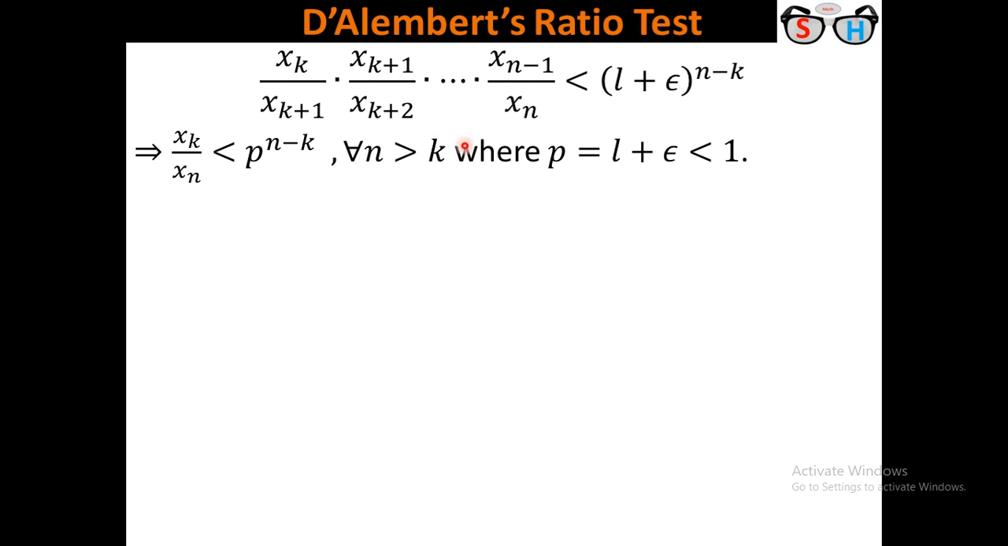What is the n? Actually xn is the denominator of some factor. So if you take the minimum one factor, n will be k plus 1. So here n starts from k plus 1. As a result, I write here n is greater than k. Okay.